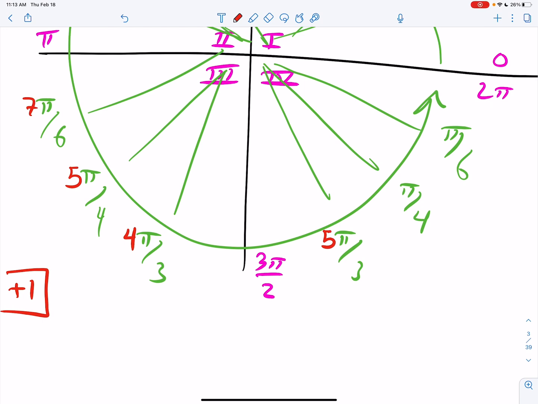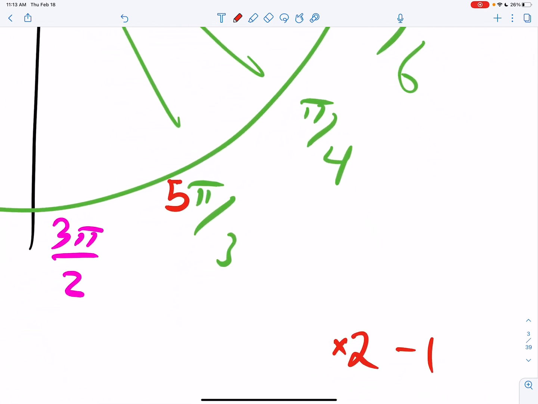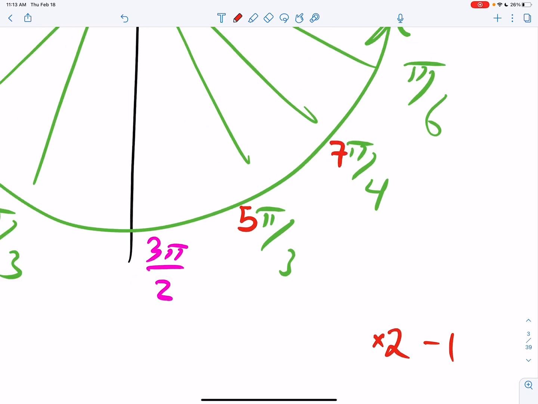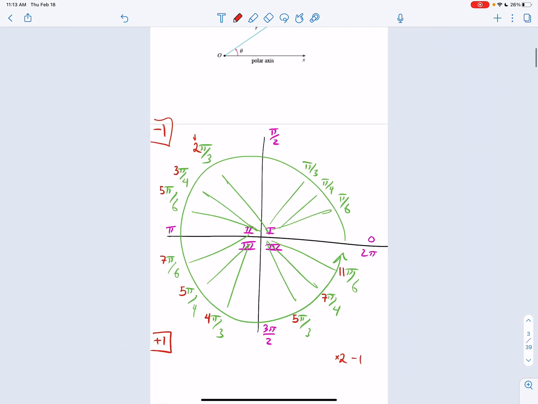The pattern here is that you actually double the denominator and then you subtract 1. Double minus 1 there, okay? So if you take a look at this pi over 4, 4, if you double it, it's 8. If you subtract 1, it's 7. Okay, figure out that last one. Press play when you're ready. This one here would be 6 times 2 is 12, minus 1 is 11 pi over 6.